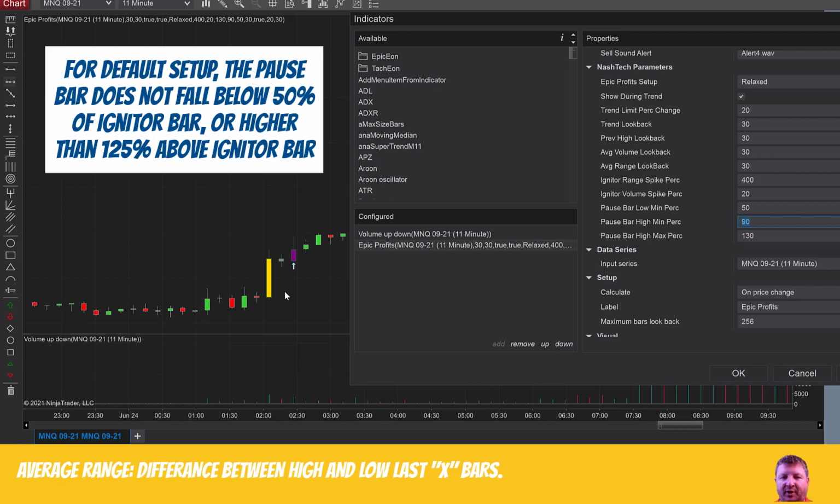The trader psychology really needs to decide what's going on in this trade. Is it going to continue up? Do I want to get out? How confident is this play? And that's what the pause bar is there for.